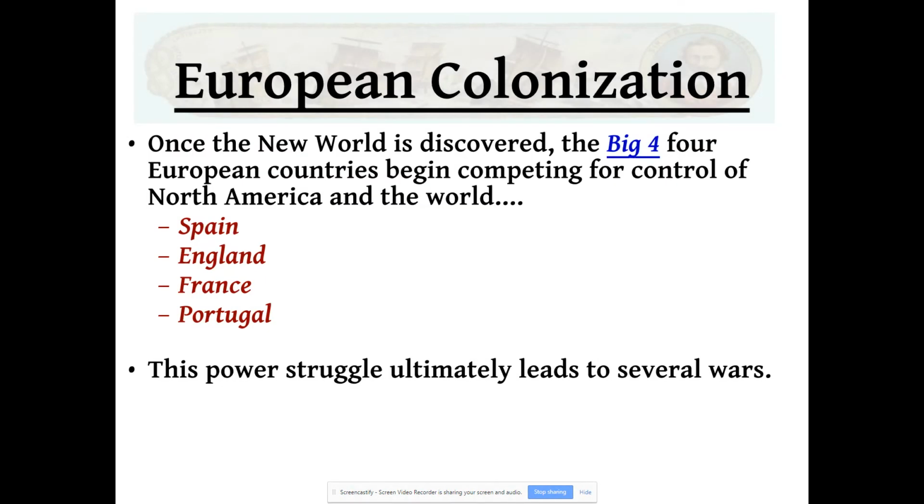Once Columbus had made his quote-unquote discovery, other European countries wanted in on the action and began fighting for dominance in the New World. Those being Spain, England, France, and Portugal. And this is going to lead to a lot of fighting of wars between both Europeans and native populations and Europeans with Europeans.